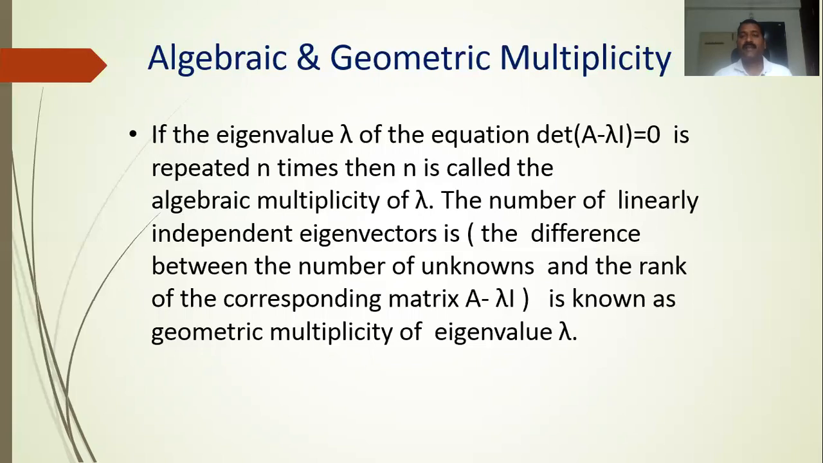And how many linearly independent eigenvectors it has, that is, the difference between the number of unknowns and the rank of the corresponding matrix A minus λI, is known as the geometric multiplicity of the eigenvalue λ.